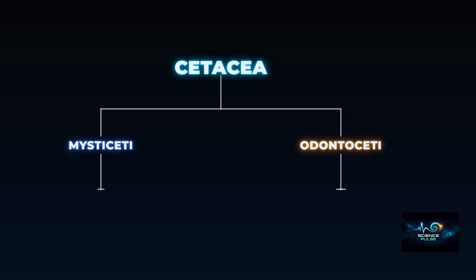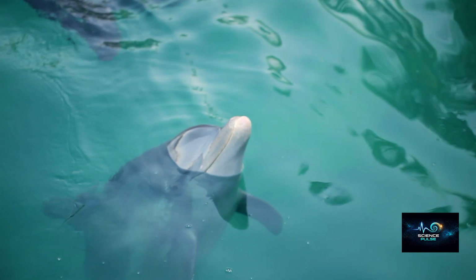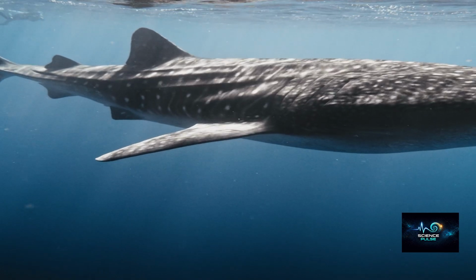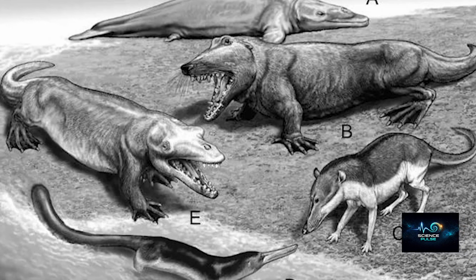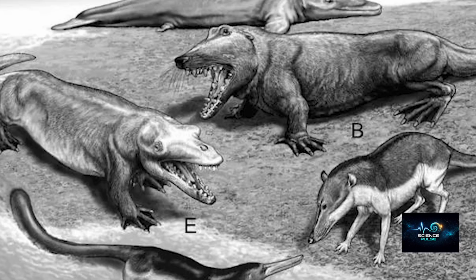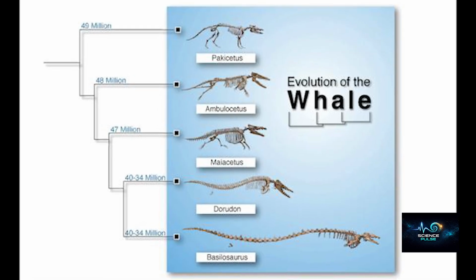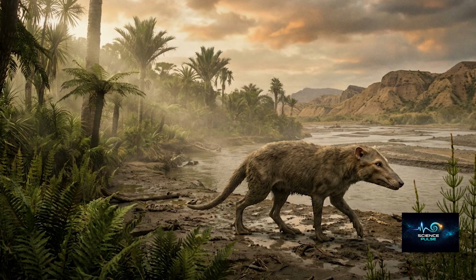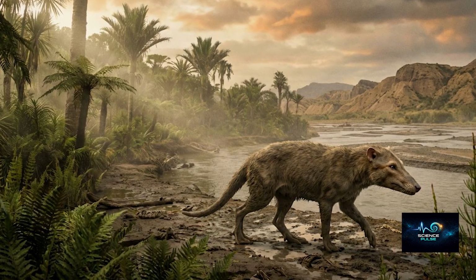Whales belong to the order Cetacea, today divided into toothed whales and baleen whales. Before these modern groups existed, there were the archaeocetes, a series of earlier forms bridging land mammals and modern whales. Whale evolution began on land.